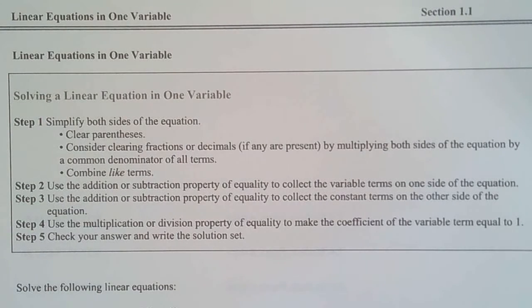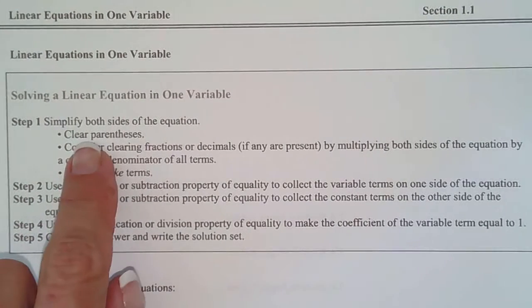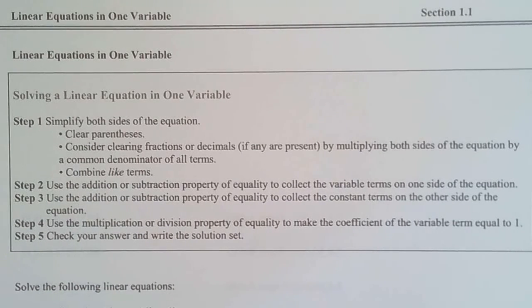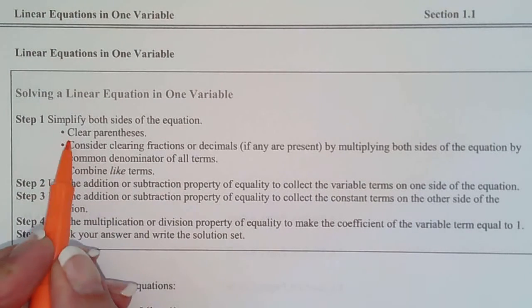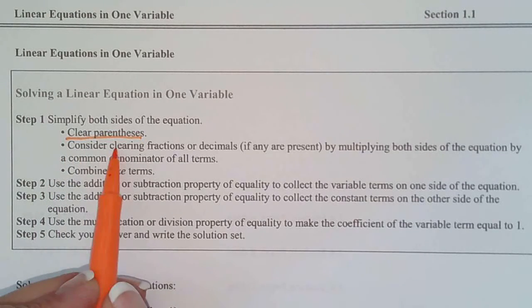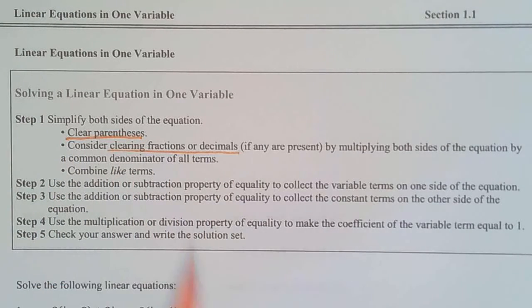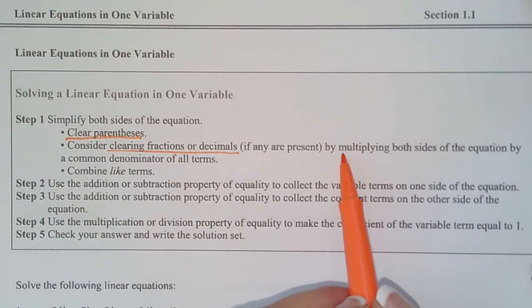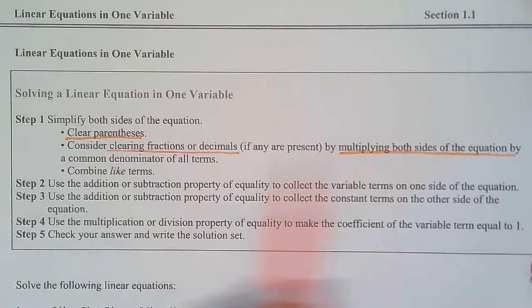So to solve a linear equation, first we combine like terms and clear parentheses and clear fractions and decimals. So that's the first thing we do. So if there are any parentheses, go through and clear those. Clear fractions and decimals, and we're going to talk about how to do that later. We multiply, well, we might as well highlight it, multiply both sides of the equation by a common denominator. And I would have a highlighter out if I was you, probably easier than using a pen.